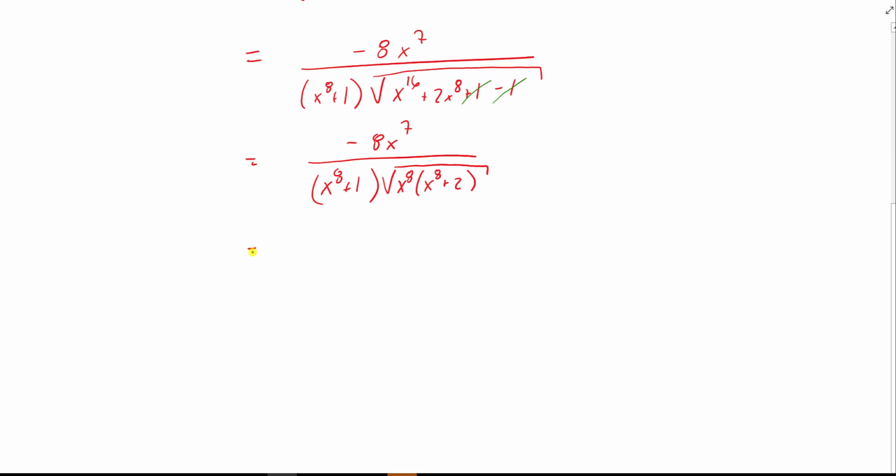So this gives me -8x to the 7th all over x to the 8th plus 1, and then what can I do? Well, here inside this radical I've got an x to the 8th factor, and I can bring that out as the absolute value of x to the 4th times the square root of just what was left in there, x to the 8th plus 2.